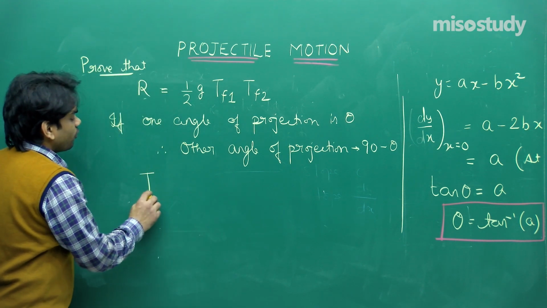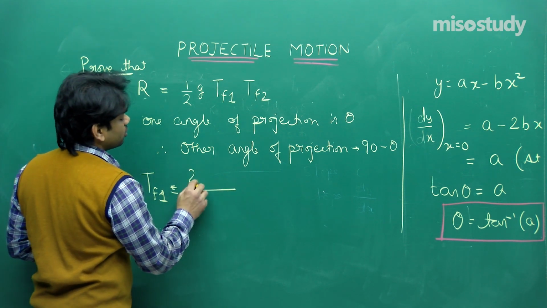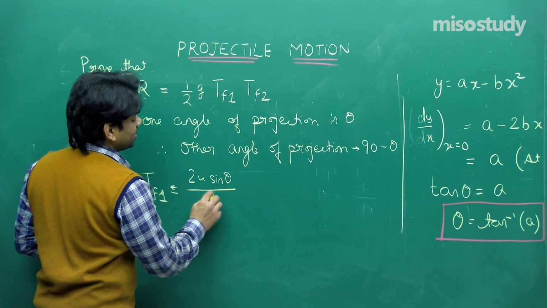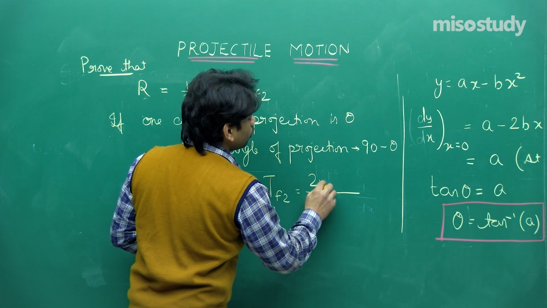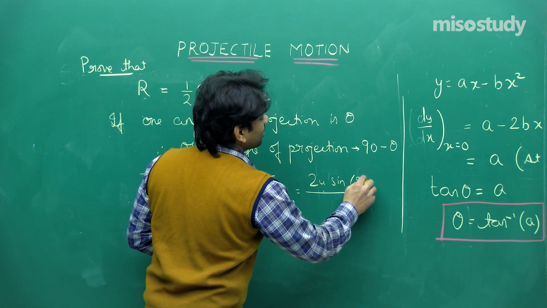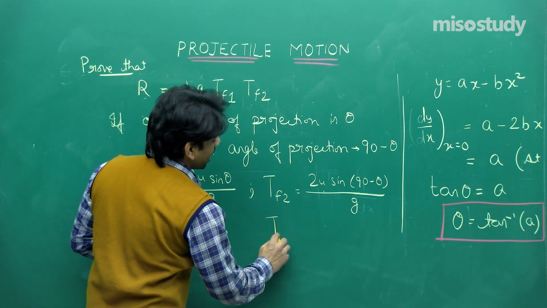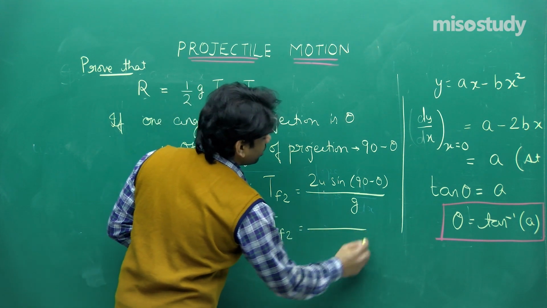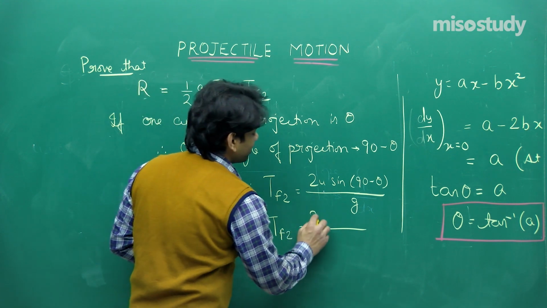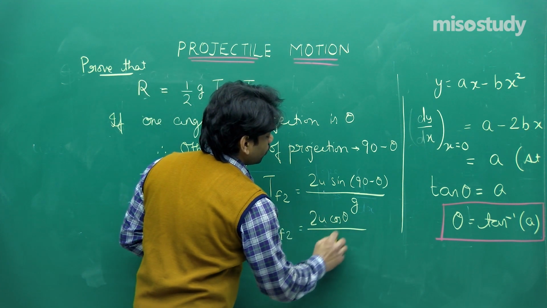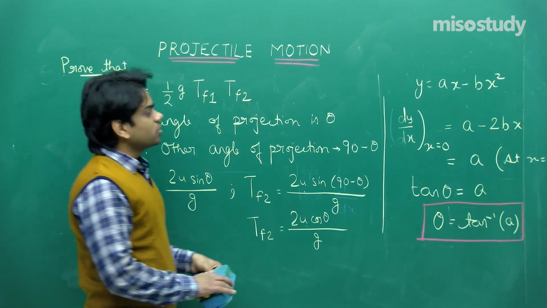Now time of flight of the first will be equal to 2u sin theta by g. And time of flight of the second will be given as 2u sin 90 minus theta upon g. We know sin 90 minus theta is equal to cos theta, as we have already learned this. So we got the second time of flight as 2u cos theta by g. Now you see we have to multiply both. So multiply both, see what we are getting.